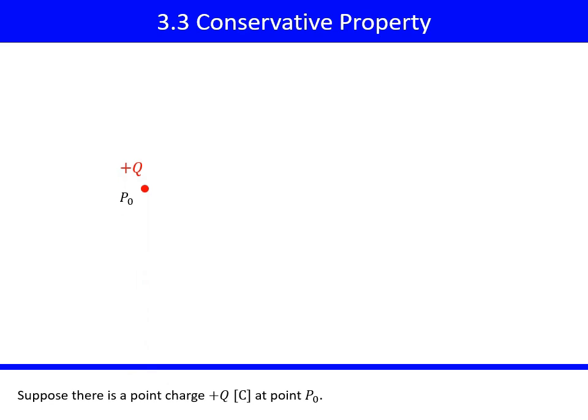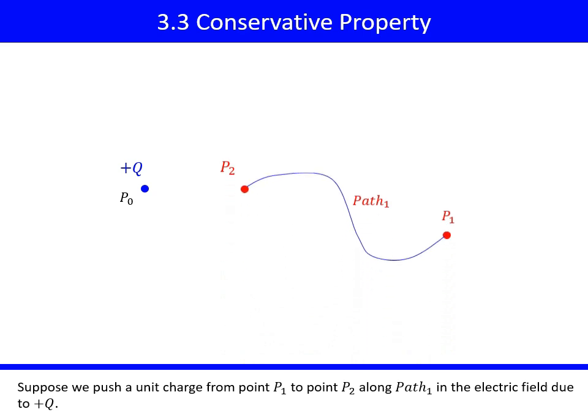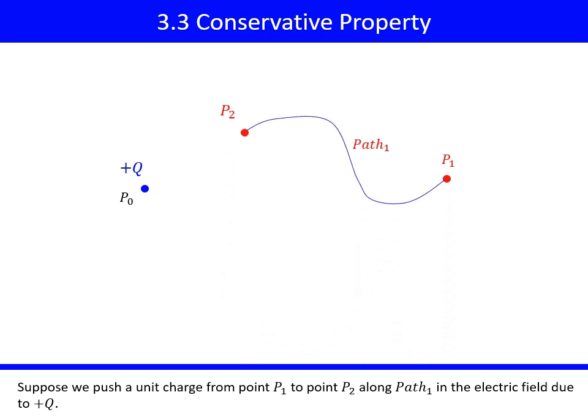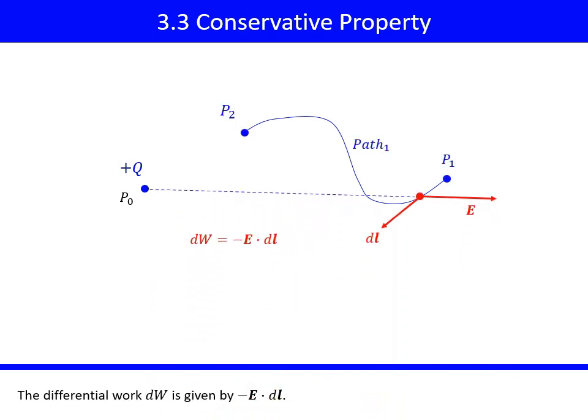Suppose there is a point charge positive q coulombs at point P0. Suppose we push a unit charge from point P1 to point P2 along path 1, in the electric field due to positive q. The differential work dW is given by negative E dl. Theta denotes the angle between dl and E.